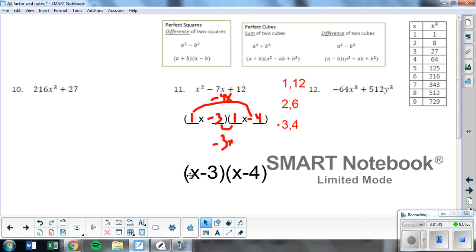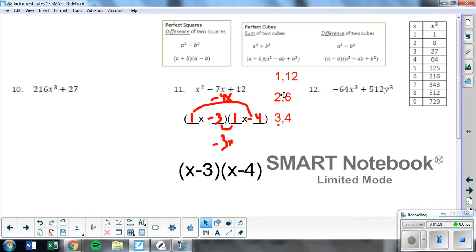So it doesn't follow the pattern that we've been practicing, but it's still factorable. It's just one like yesterday, not a new one with a pattern for today. Number 12. Look for a GCF.